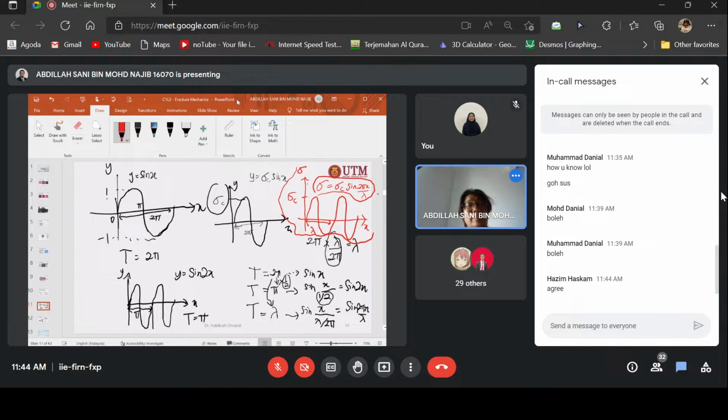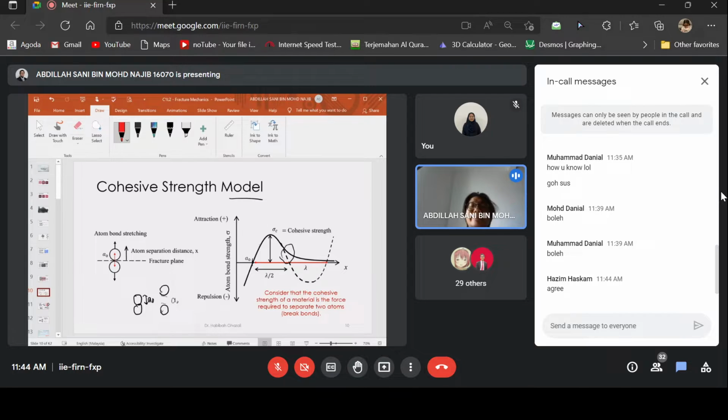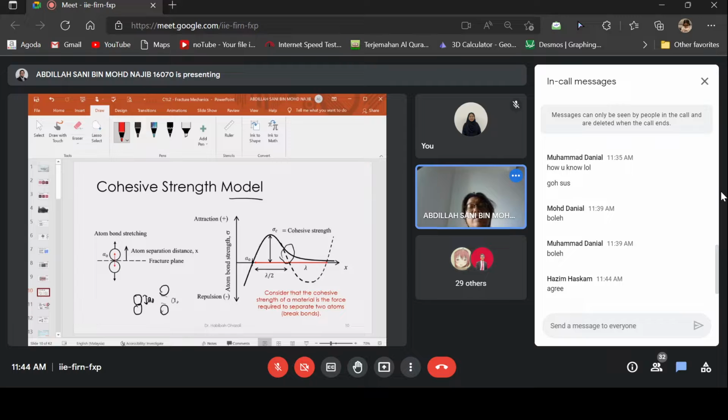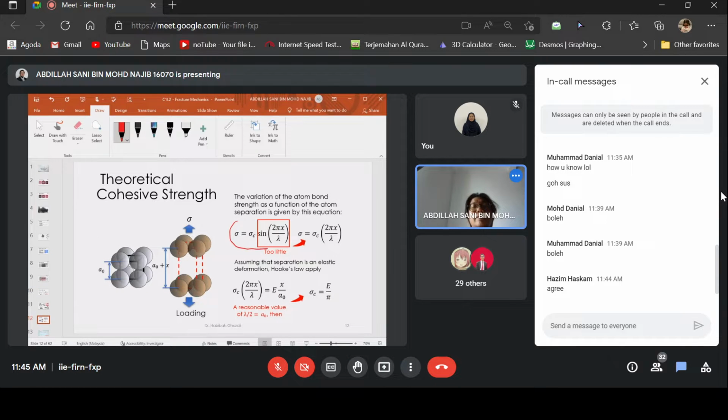So we come back to our model, cohesive model. So this line, we assume it to be this one, just now, with the period of lambda and the amplitude of sigma c. So we get this function.